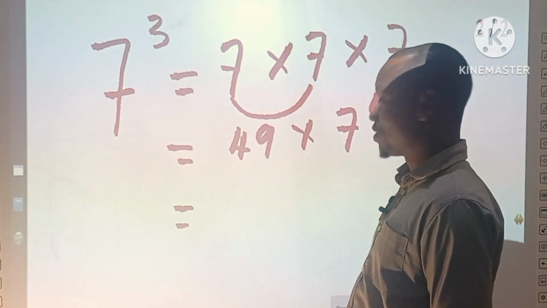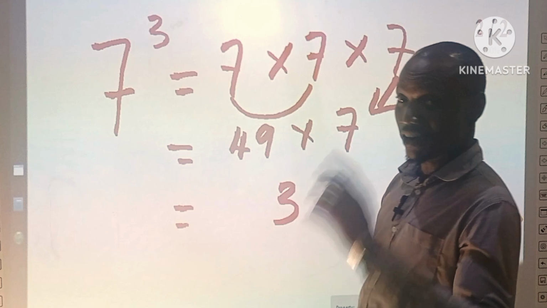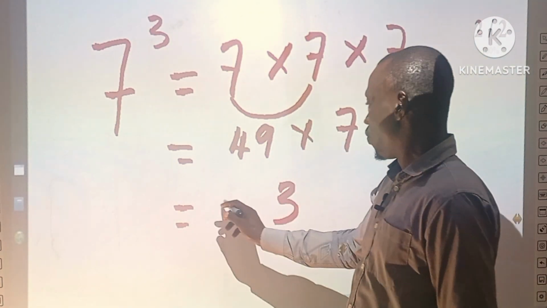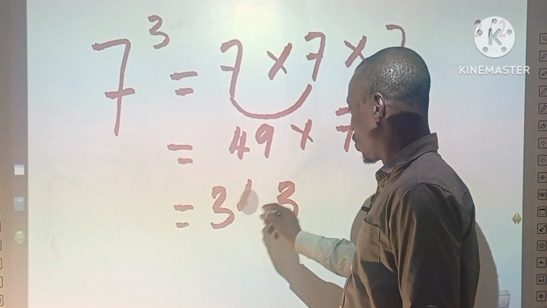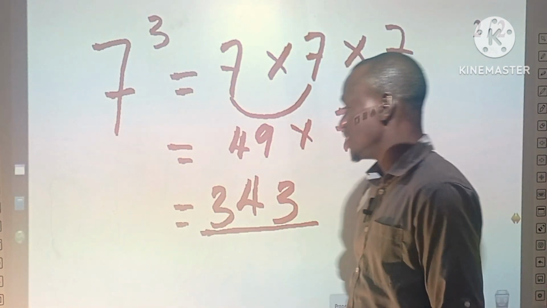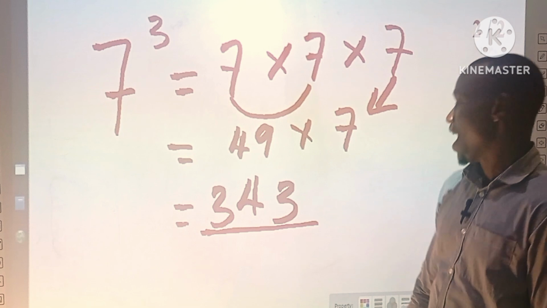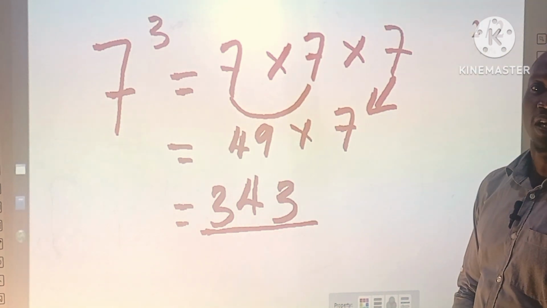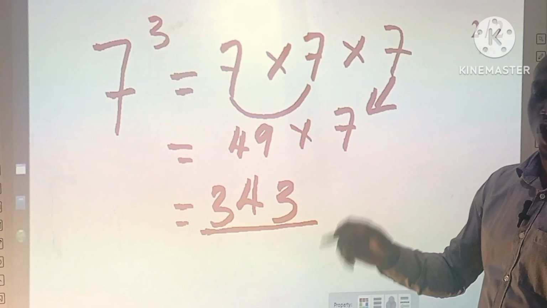7 times 9, 63. Put down your 3, carry 6. 7 times 4, 28. 28 plus 6 will give us 34. So the cube of 7 is 343. Easy. Let's now take another question on cube root.